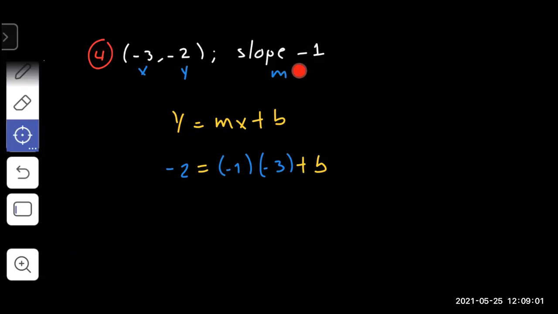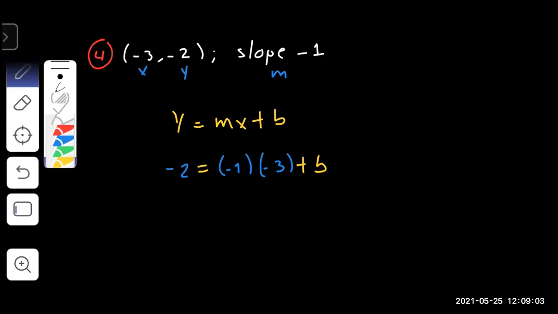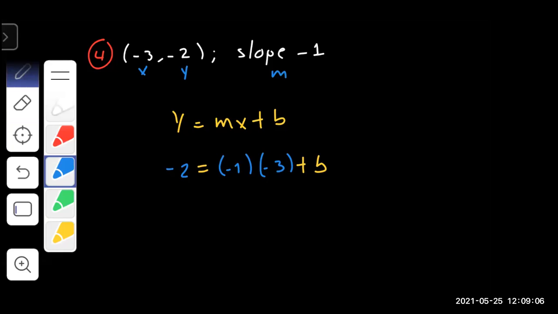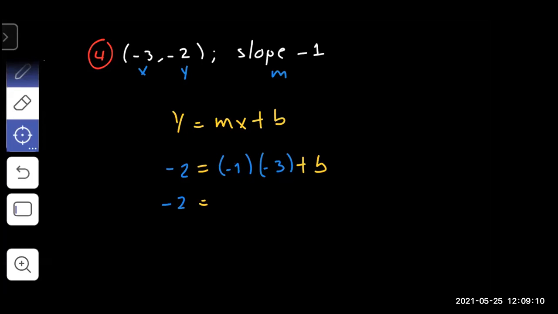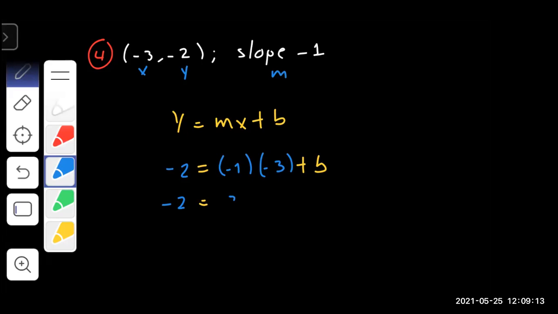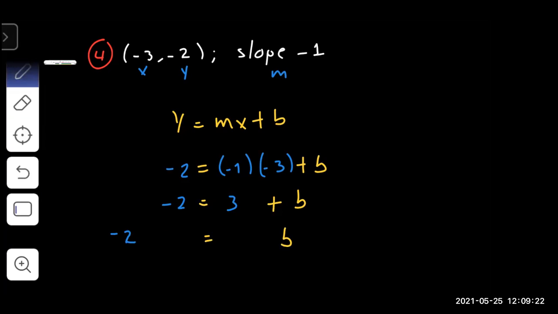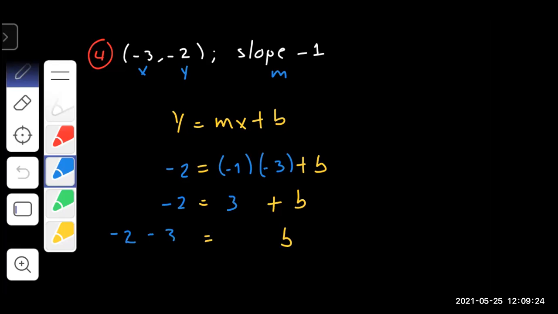This is easier, guys, when we don't have fractions. When the slope is a whole number, it's pretty straightforward. So we have -2 equals, what is negative 1 times negative 3? Negative times negative is positive 3, plus b. Then b needs to be alone, same idea. I have 3, so I subtract 3 on either side, and I get negative 5. That's correct, negative 5 is the value of b.